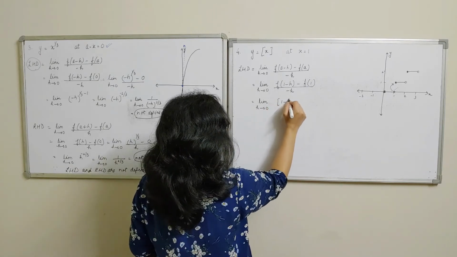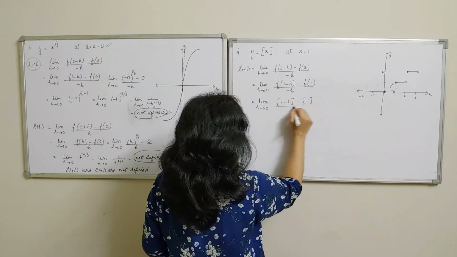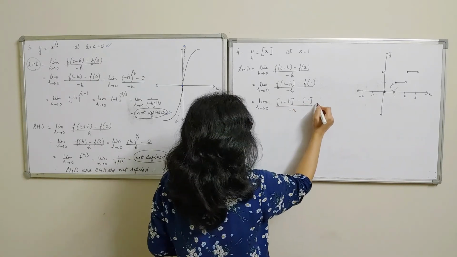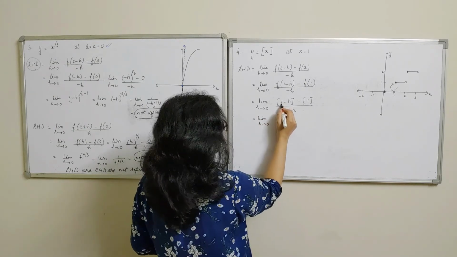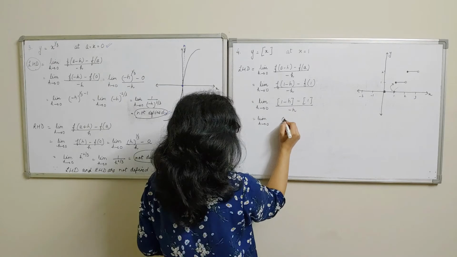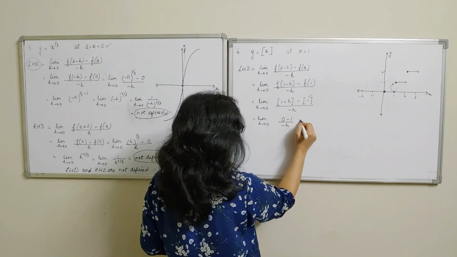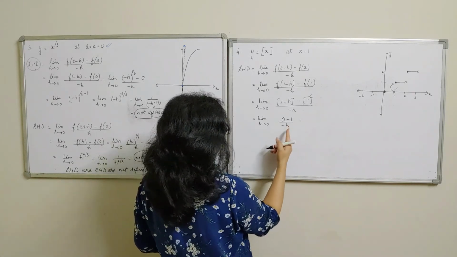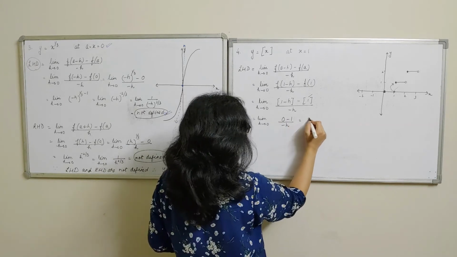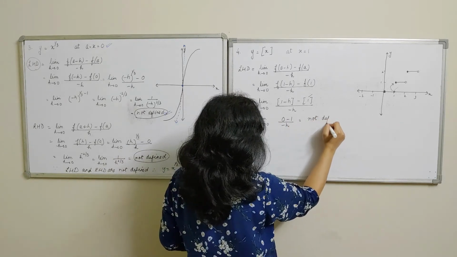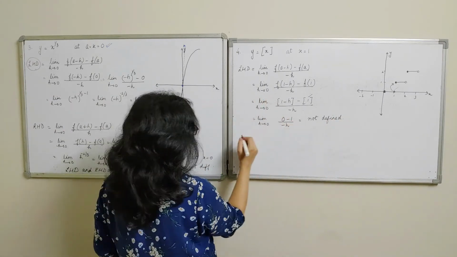So this is the greatest integer value of 1 minus h, and the greatest integer value of 1 minus h would be 0. The f of 1 is an integer, so it remains 1, minus h. Now here when you substitute h is equal to 0, again this left hand derivative is basically not defined. Okay, so left hand derivative not defined.